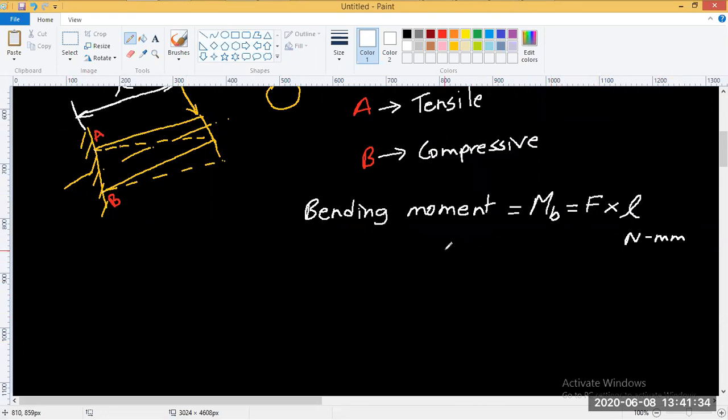Then how is this categorized? How can I link this with stress? Ultimately, I want stress, right? When you go to any manufacturer for buying the material, they will ask you what the maximum stress is that you are putting on that material. So that's one of the parameters. How do you convert this to stress?